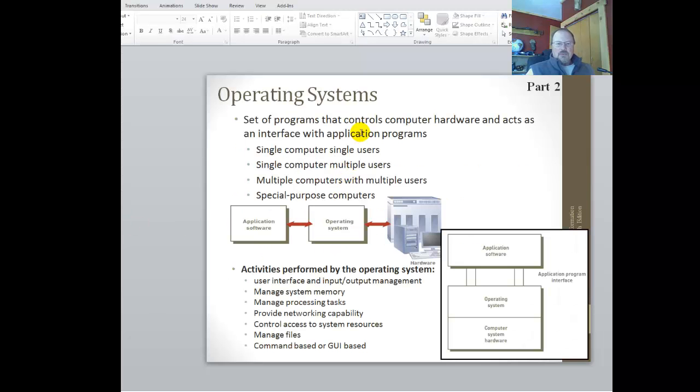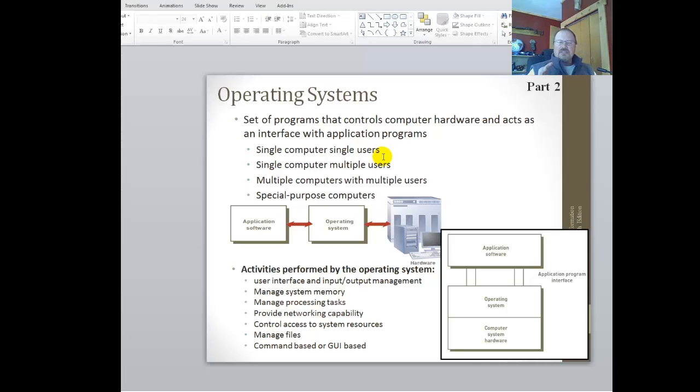Next slide is operating systems, and of course, this is the software that actually runs your computer. It acts as the go-between between you and the peripheral devices, between the applications. When you're typing in Word, that's an application.